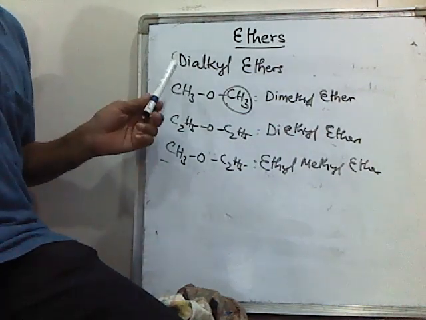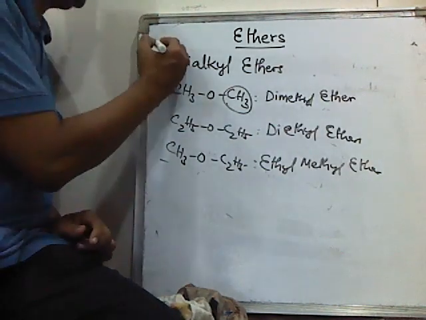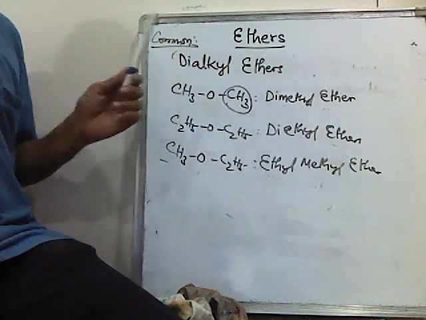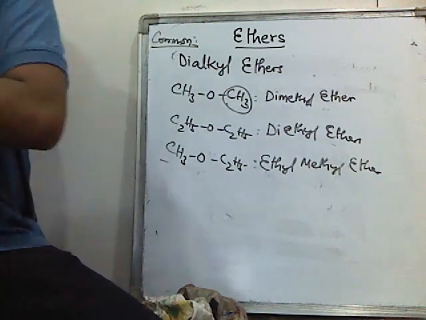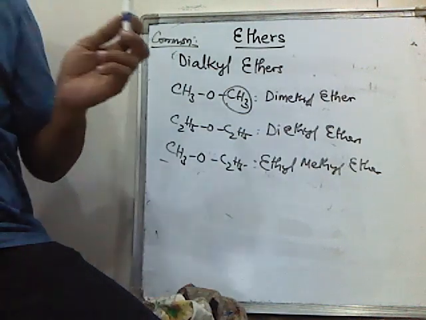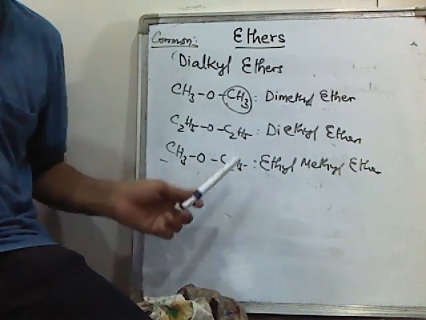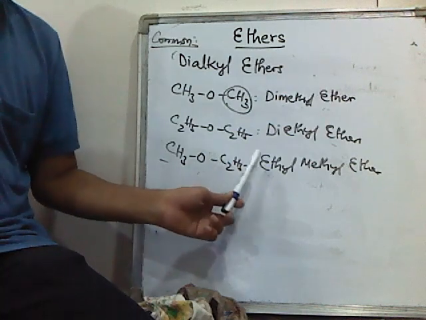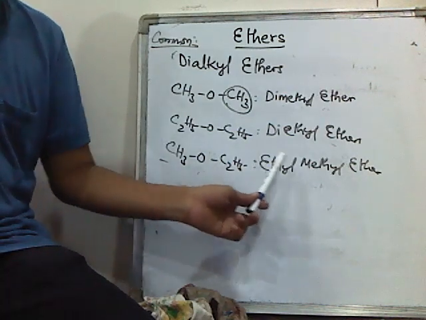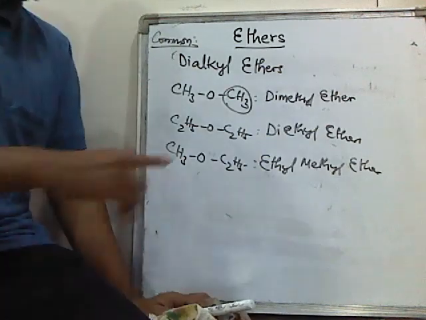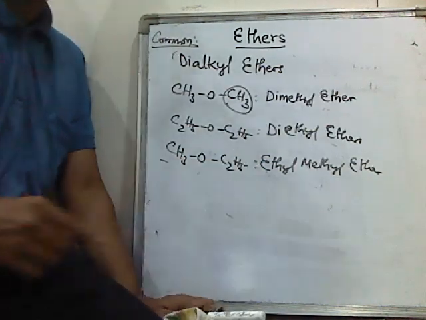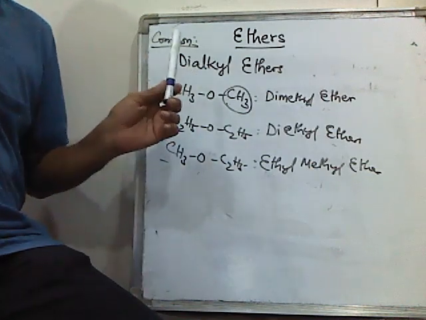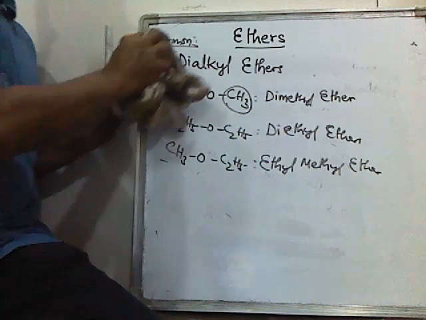This is the common system of naming ethers. In the common system, ethers are named as dialkyl ethers. If it is a mixed ether, it is named as ethyl methyl ether. In alphabetical order, whichever alkyl group comes first should be written first, followed by the next one. Here, ethyl comes before methyl, that's why it is ethyl methyl ether. This is the naming of ethers in the common way.